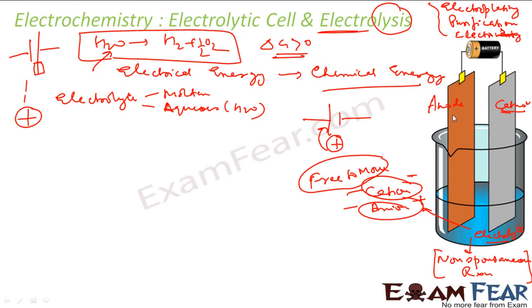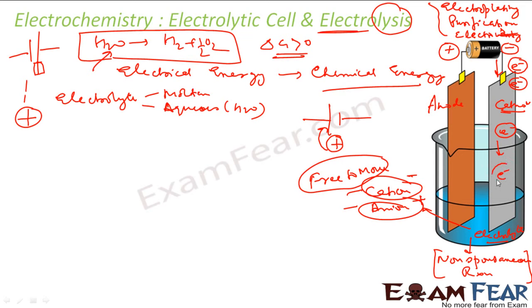Anyway, the anode is connected to the positive terminal of the battery, and the cathode is connected to the negative terminal of the battery. Since this is the negative terminal and this is the positive terminal, the negative terminal will have a lot of electrons. So the electrons will be transferred from the cathode, the negative terminal. A lot of electrons will flow from here, and a lot of electrons will come here.